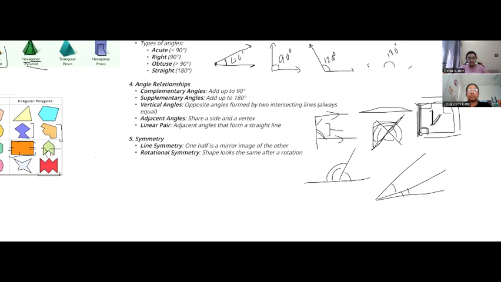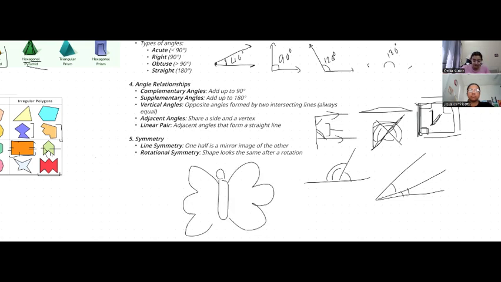So now let's talk about symmetry. We have two different types of symmetry. We have line symmetry and rotational symmetry. Line symmetry is when one half is the mirror image of the other. So what that means is if we look at a plain butterfly, I'm not good at drawing, but we're gonna say this is my very nice butterfly, okay? Let's say it looks the exact same on both sides.